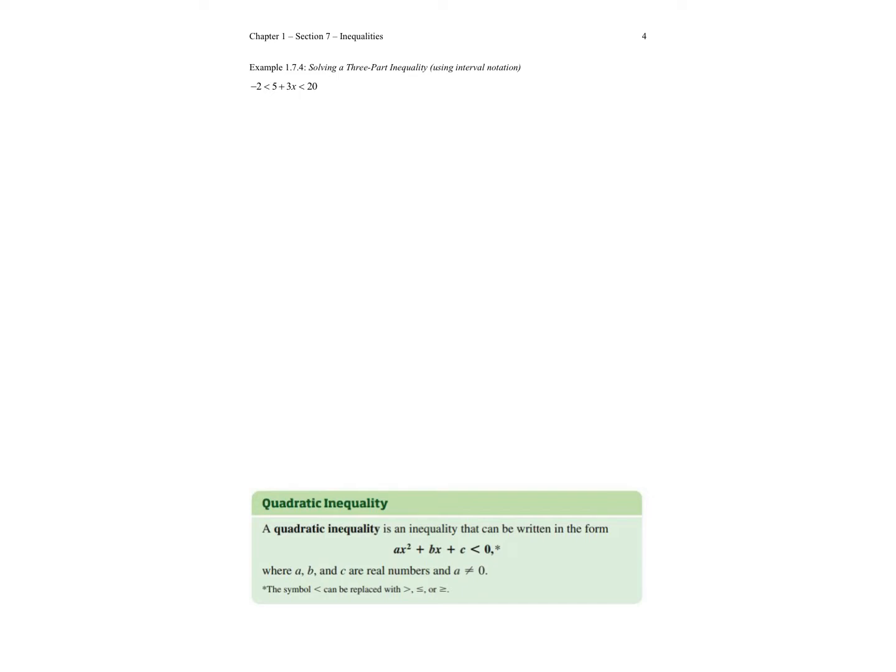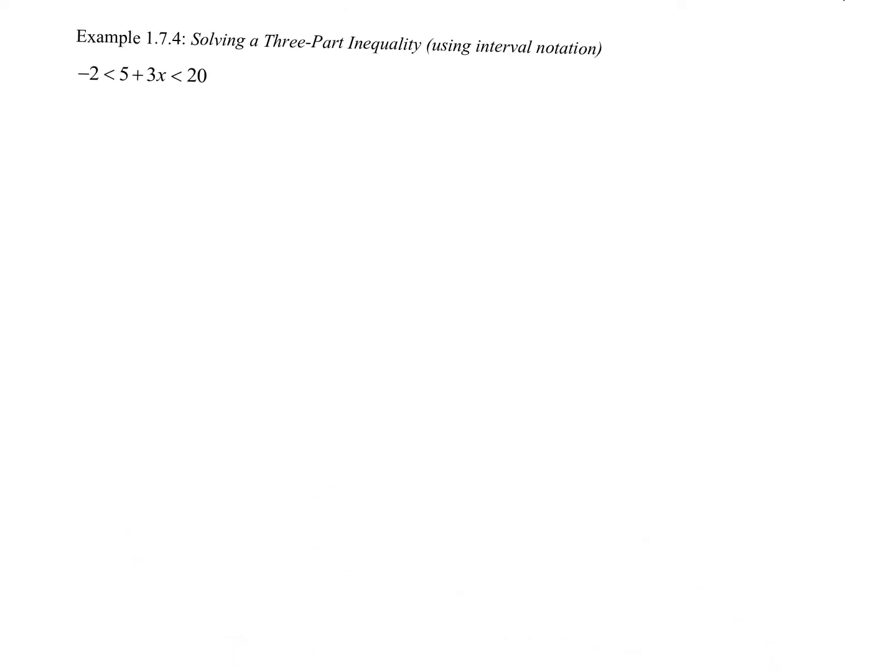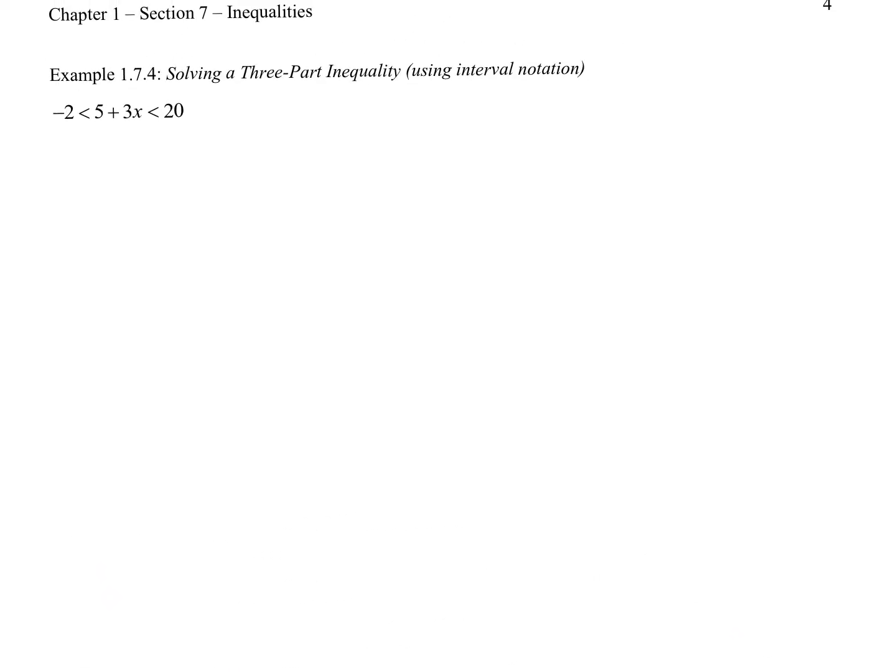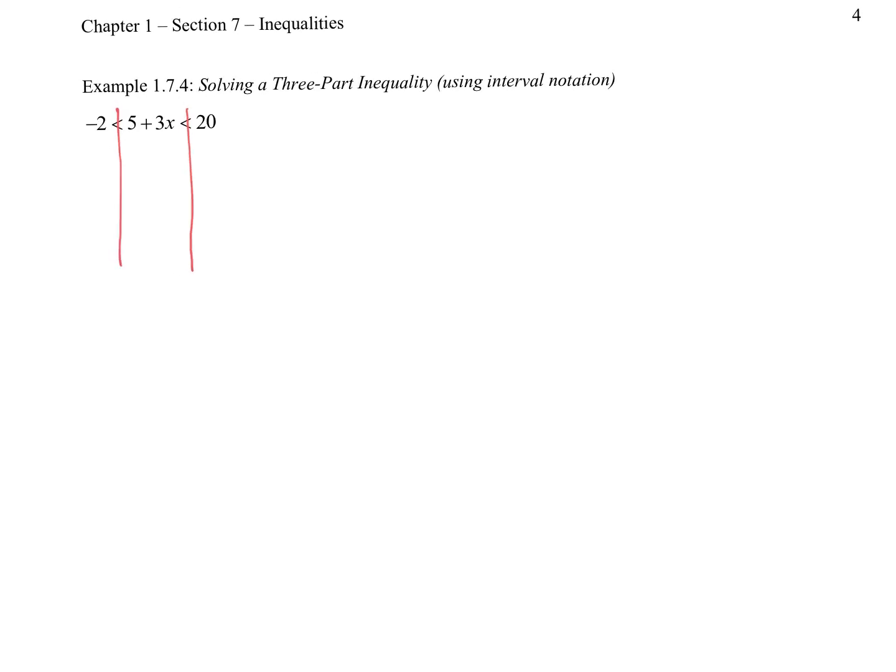Okay, this next one's a little bit different because it's called a three-part inequality, and it has, in theory, sandwiched the x value between two things. So instead of writing one red line, I'm actually going to have two. And in an equation, if you do it to one side, you have to do it to the other side. So for this problem, if I do it to any part, I have to do it to all parts.